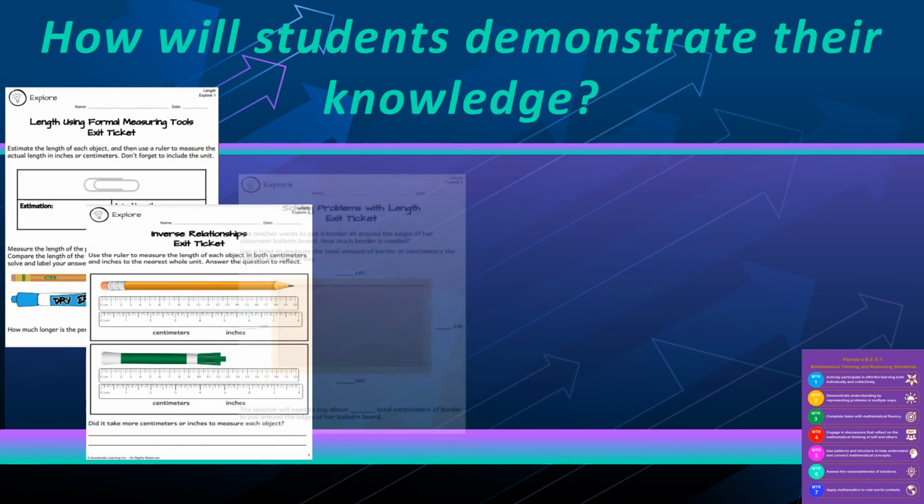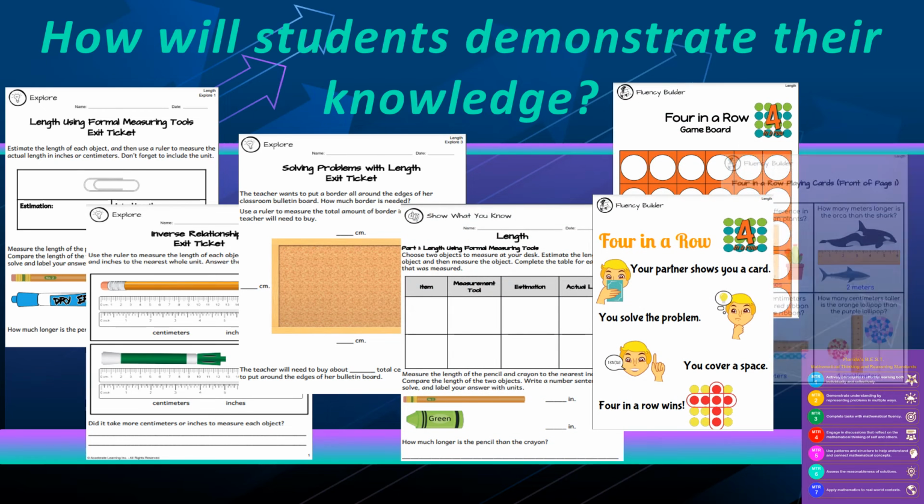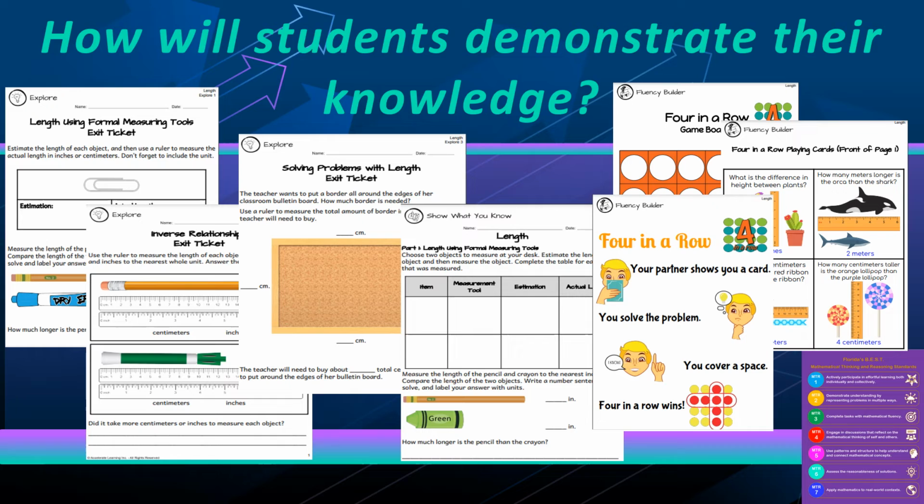With progression through the unit of study, we should see multiple opportunities for students to demonstrate their knowledge and understanding. This could include exit tickets throughout the Explorers, as well as show what you know tasks as follow-ups. Fluency Builder games can also be used for students to practice their content knowledge.